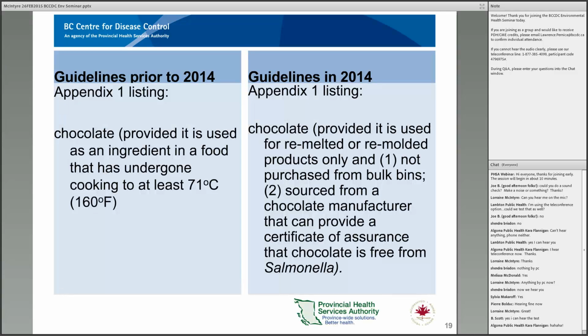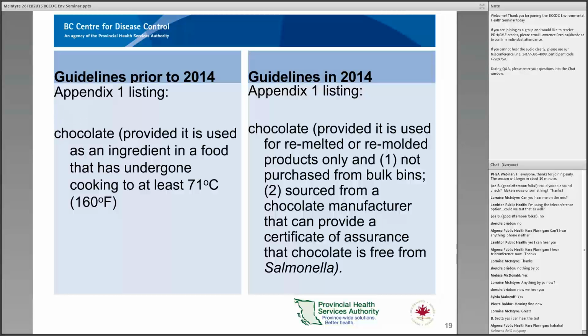So the first one had to do with the wording in our guidelines. So prior to 2014, in Appendix 1, which we call our low-risk foods, and they're allowed to be made at home for sale in public or in temporary food markets or farmers markets, we had listed that chocolate could be used in an ingredient in a food if it had undergone cooking to at least 71 Celsius. And I'll explain in a few minutes why that was bad advice that we gave.